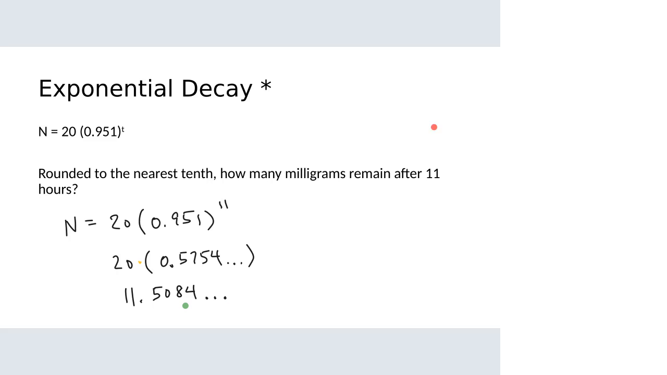In this one, we were told to round to the nearest tenth. So we'll find the tenths place. We'll look one space to the right. That's 4 or lower, so we'll round this down, and there'll be 11.5 milligrams remaining after 11 hours.